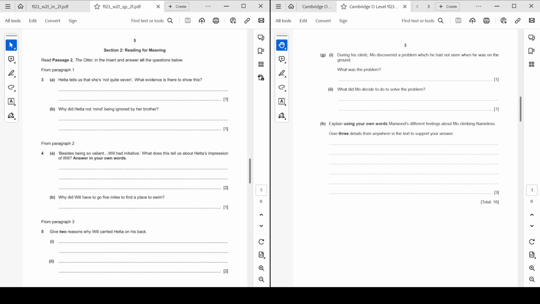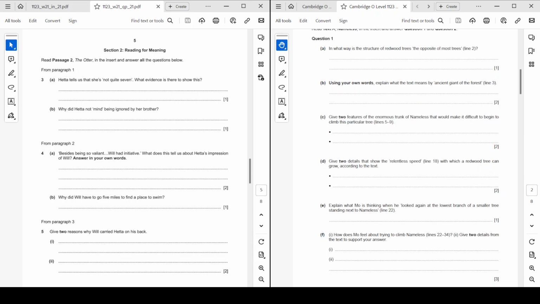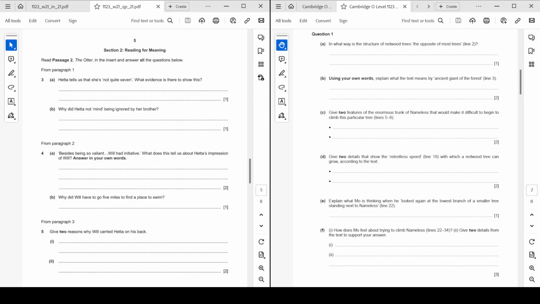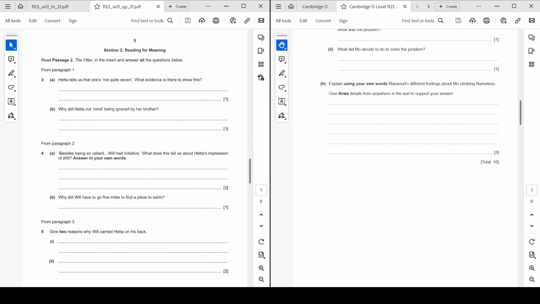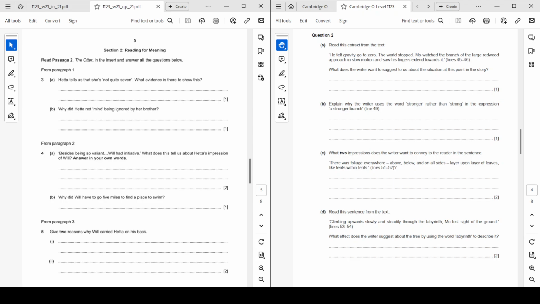Also, the question types. There are obviously implicit and explicit meaning questions both. We have the using your own words questions, giving details, so all of those, that's question 1. And then question 2 is more about writer's effect. So how the writer has used language and vocabulary and sentence structure and punctuation to cause the reader to feel or think a certain way about a situation in the text, or about a character, or about an incident, however that may be.